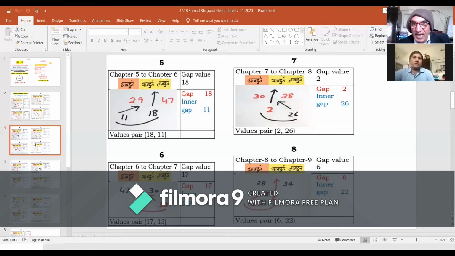Step ahead, the gap and inner gap values pair of chapter 7 and chapter 8 comes to be 2 and 26 of summation value 28, which is parallel with the TC value of Brahm. The reach from chapter 8 to chapter 9 is of gap and inner gap values pair 22 and 6, which again comes to be 28. See, chapter 4 and 5 are leading us to a gap and inner gap value summation of 29.